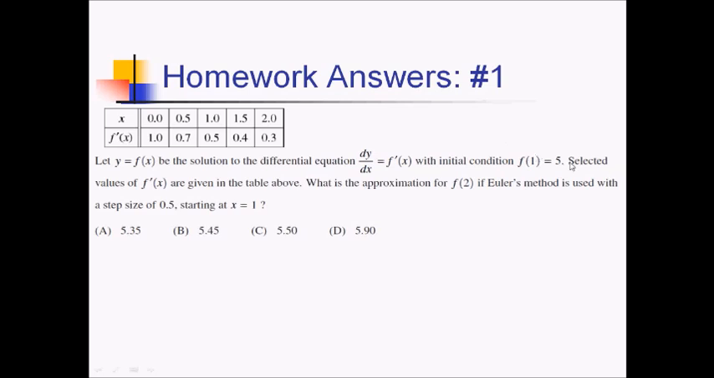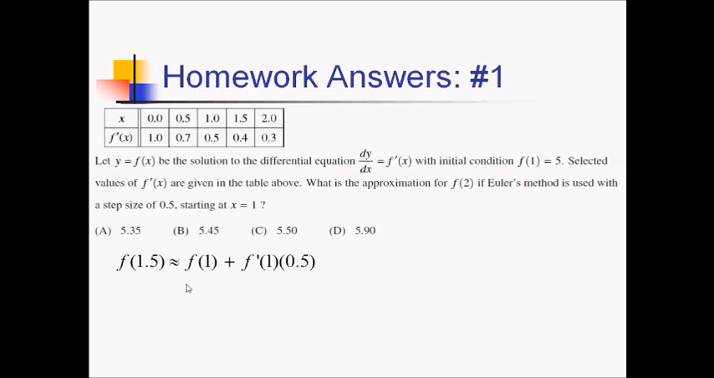They told us f of 1 was 5. We need to figure out f of 2 in 2 steps, which means we first need to figure out an approximation for f of 1.5, and then use that approximation to figure out f of 2. So we'll start with f of 1.5. Using Euler's method here, that's going to be f of 1, which we know, plus f prime of 1 times our step size of 0.5.